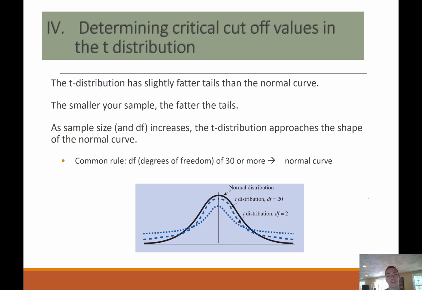That was not true for the normal distribution. The normal distribution is the same shape all the time, no matter what your sample size is, right? The t-distribution varies a little bit in shape depending on the sample size, and you can look at this diagram to see exactly how it's changing shape. As sample size and corresponding degrees of freedom, because that's n-1, increases, the t-distribution will approach the shape of a normal distribution. As a common rule, as long as degrees of freedom is about 30 or more, the t-distribution looks pretty similar to the normal distribution.